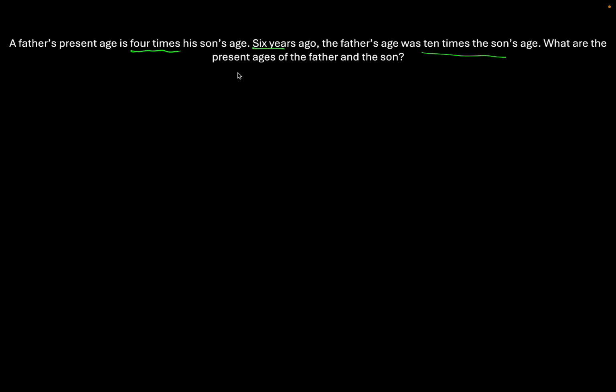So we don't know the ages of the father and son, so we can assume the father's age is x and the son's age is y. And the first condition is x will be 4 times the son's age, so 4y.